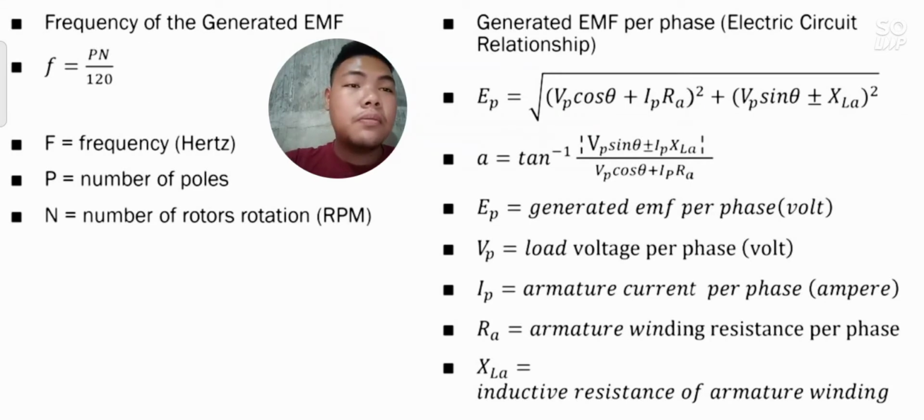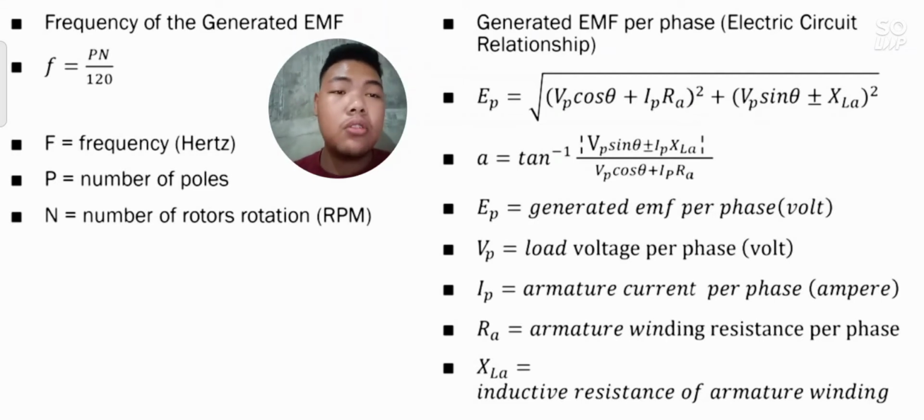Next is the generated EMF per phase, the electric current, and the electric circuit relationship. So we have E sub P equals the square root of (V sub P cos theta plus I sub P R sub P) squared plus (V sub P sin theta plus or minus I sub P X sub LA) squared. We have delta equals arctan of (V sub P sin theta plus or minus I sub P X sub LA) all over (V sub P cos theta plus I sub P R sub A).